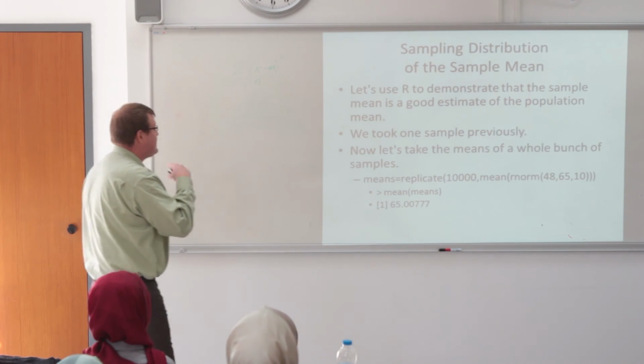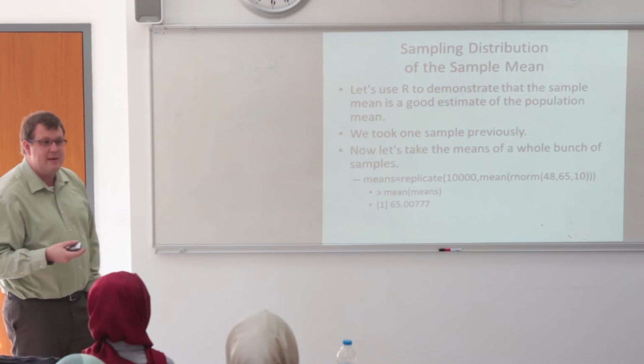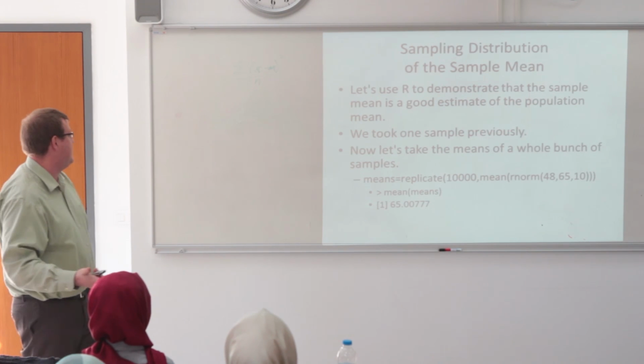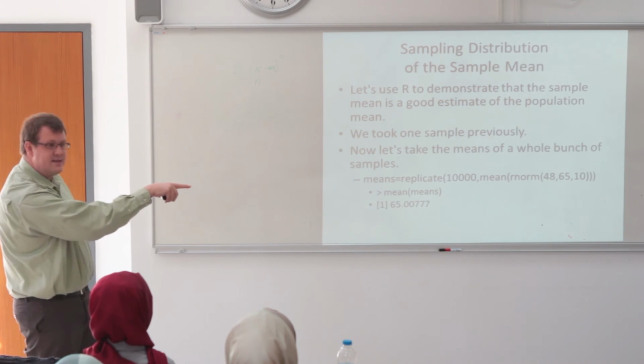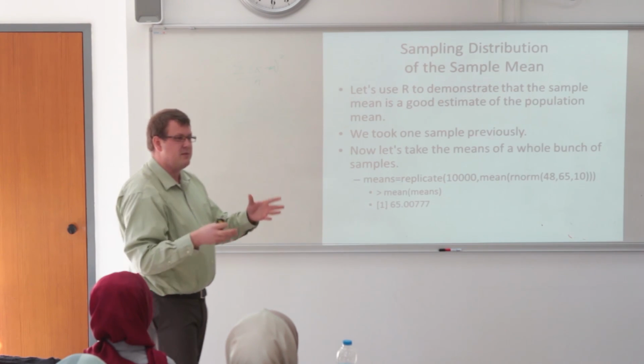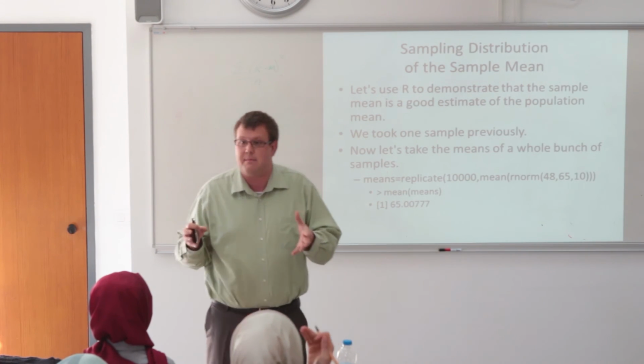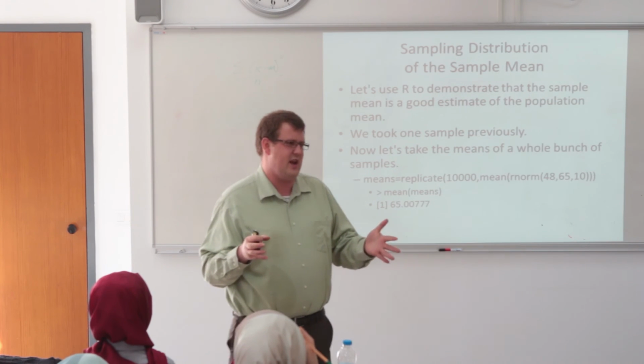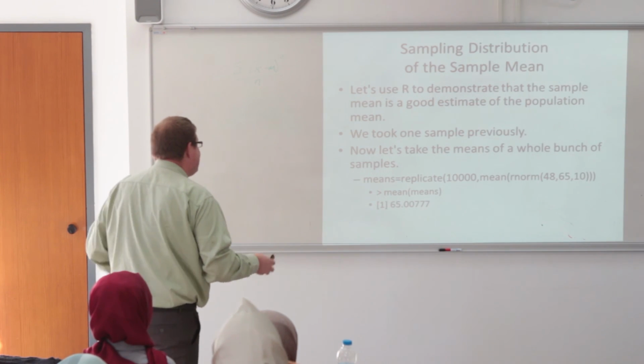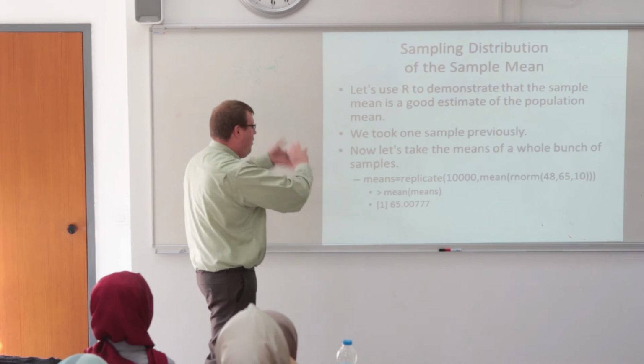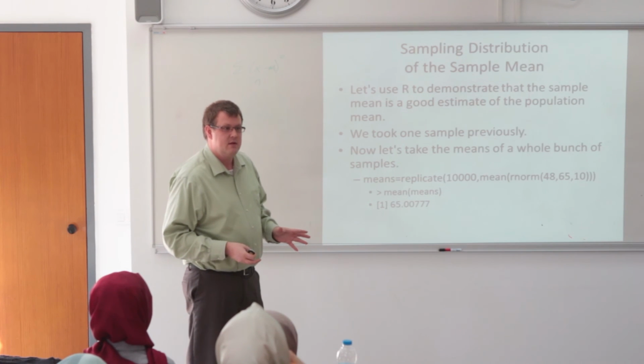Now, let's use R to demonstrate this. The sample mean is really a good estimate of the population mean. So we took one sample previously, right? Took a sample size 48, and then I ended up taking a sample size 4,800. But let's take a whole bunch of samples.